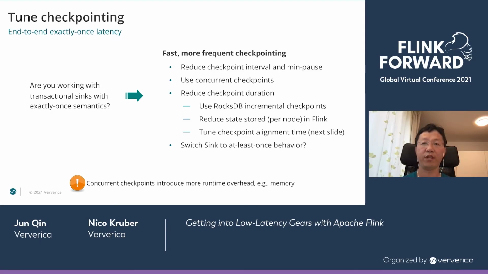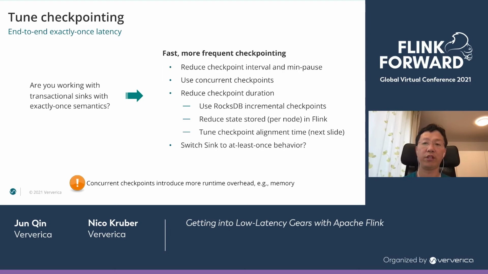To have faster checkpointing, you need to reduce the checkpoint duration. To achieve that, you can turn on RocksDB incremental checkpointing to reduce state stored in Flink. For example, clean up states that are not needed anymore. Don't put cache into the manual state. Store only necessary fields in a state, etc. You can also try to tune checkpoint alignment time to reduce checkpoint duration.